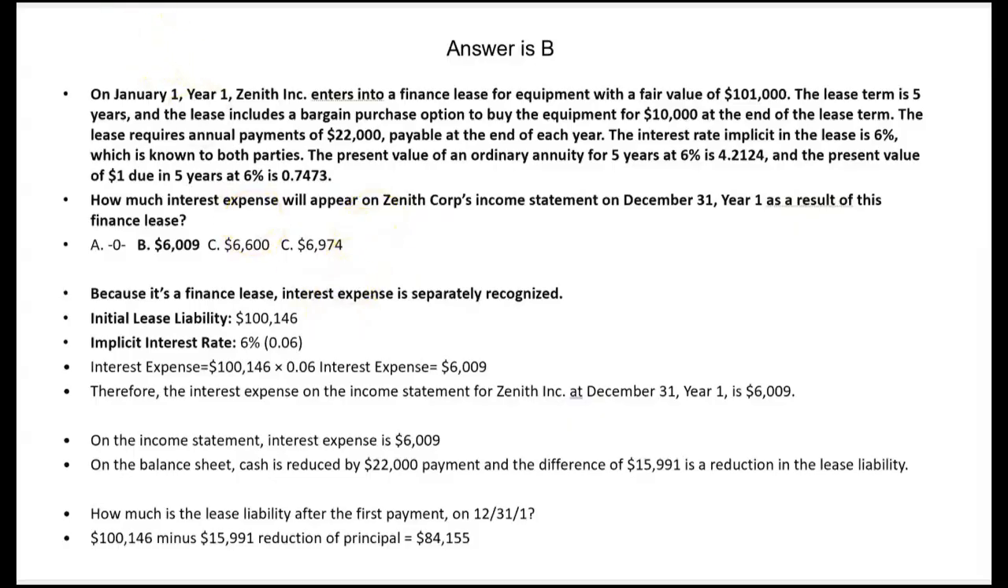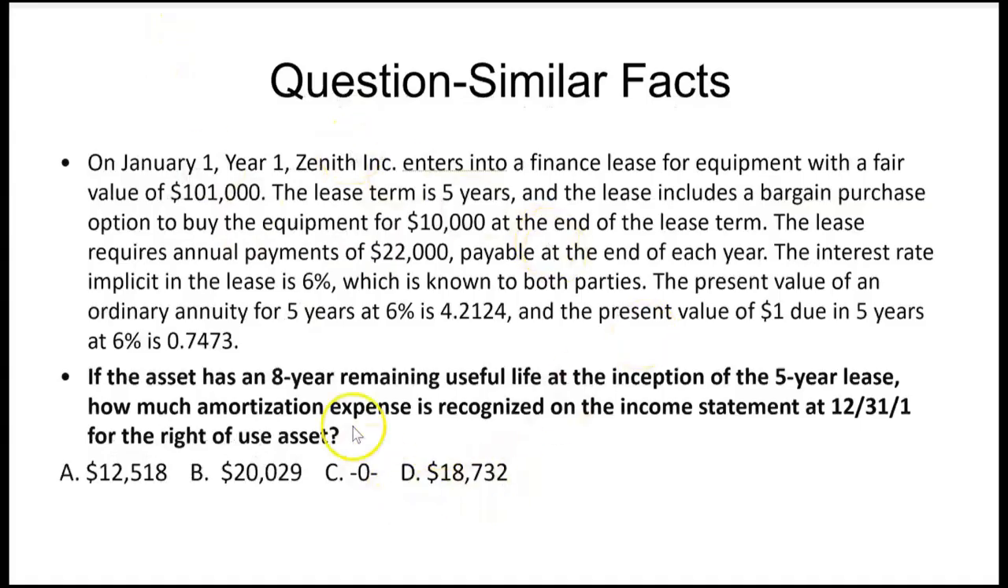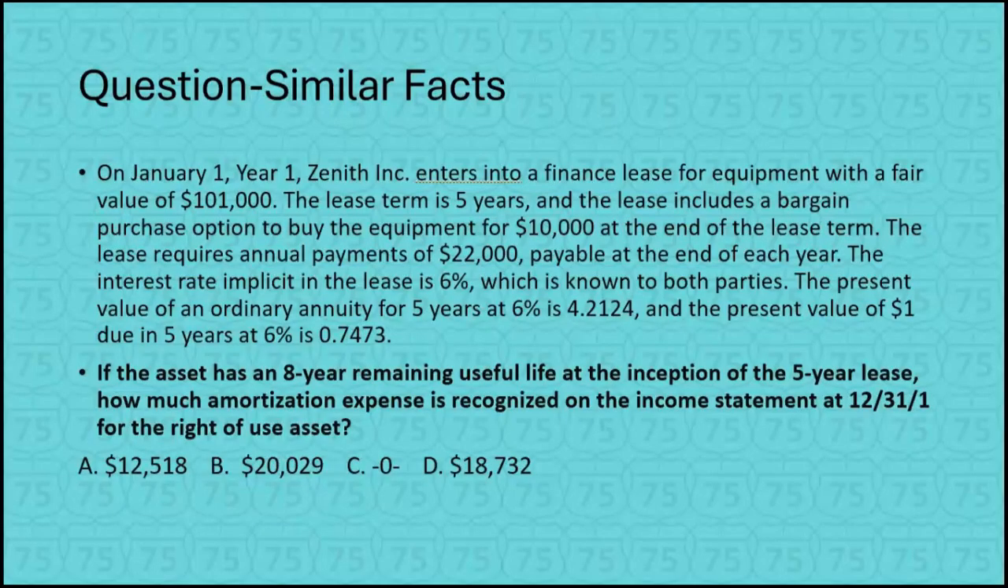All right, similar facts, but now they want to know if the asset has an 8-year remaining useful life at the inception of the 5-year lease, how much amortization expense is recognized on the income statement at 12/31 year 1 for the right of use asset? And if you think you know, leave me the answer in the comments or community section.